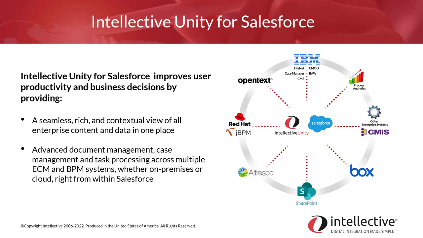Intellective Unity for Salesforce gives your users access to all of your enterprise documents from multiple different content systems, IBM systems like FileNet, Box, SharePoint, OpenText, and more, right from within Salesforce, instead of going back and forth between Salesforce and other applications. It also cuts your storage costs by archiving Salesforce documents to external, less expensive content repositories, while also making them instantly accessible to your other enterprise applications. Let's see how it works.